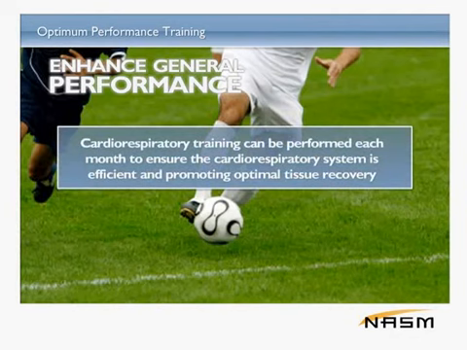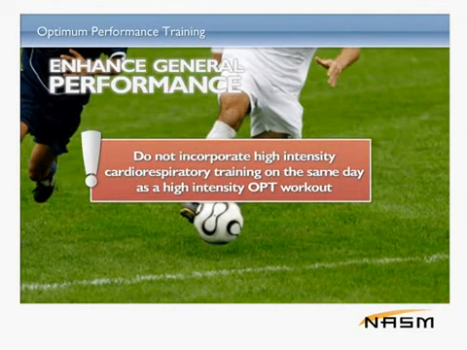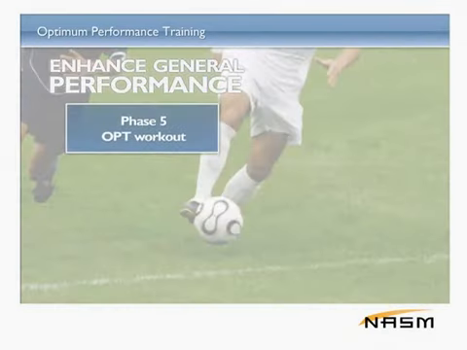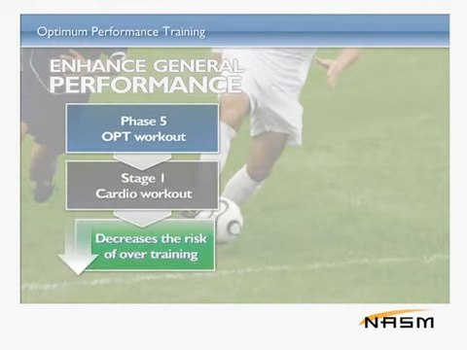Cardiorespiratory training can be performed each month to ensure the cardiorespiratory system is efficient and promoting optimal tissue recoverability. The key with the cardiorespiratory training is that one is not incorporating high-intensity cardiorespiratory training on the same day as a high-intensity OPT workout, particularly during the undulating period. For example, when performing a Phase 5 OPT workout, the cardio program for that day should be a Stage 1 workout. This will decrease the risk of overtraining.